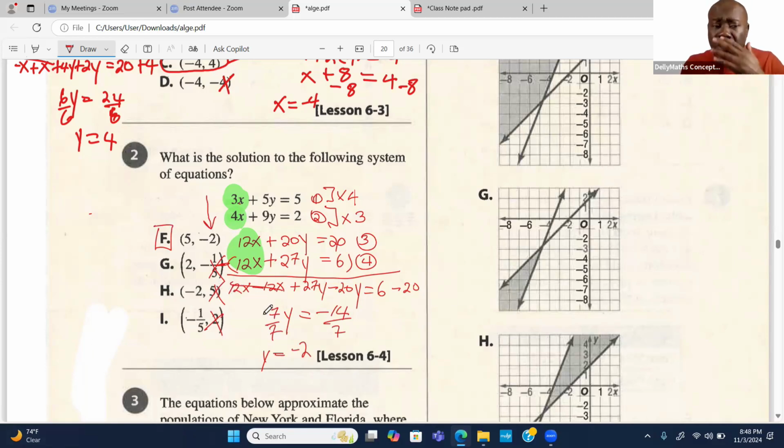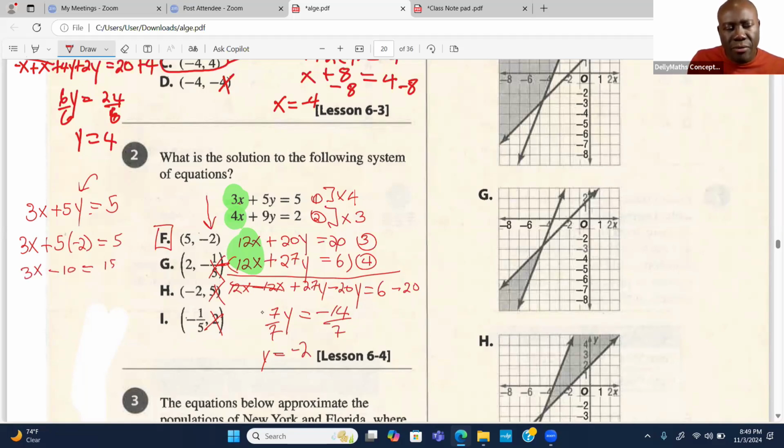But if you want to prove that the x is 5, I could do it, right? So let us say you're very uncomfortable with choosing that. Having that value for y, we could substitute it right here. So let's take a look. 3x plus 5y, but y is negative 2, and this should give us 5. 3x minus 10 is equal to 5.